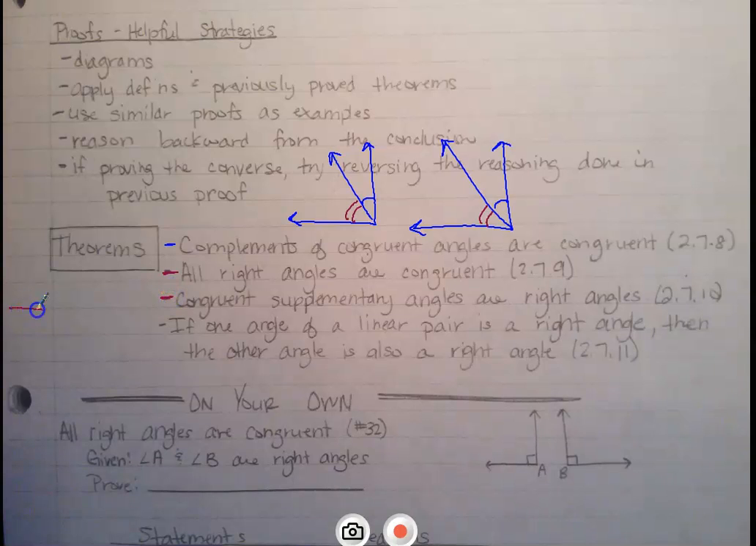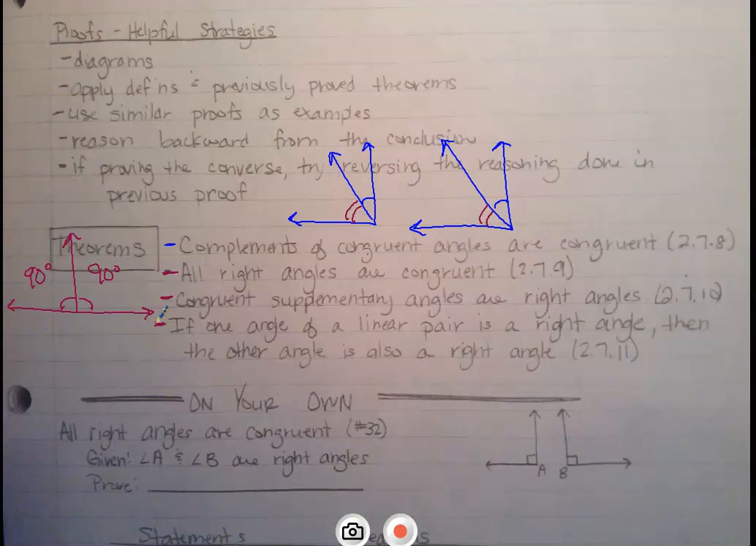So if we have a straight line, they're supplementary angles, and this angle is congruent to this angle, you know that they have to be right angles. You know that they both have to be 90 for them to be congruent and sum to 180 degrees. Are we good? So much information. It's like information overload. All right, the last one: if one angle of a linear pair is a right angle, then the other angle is also a right angle.